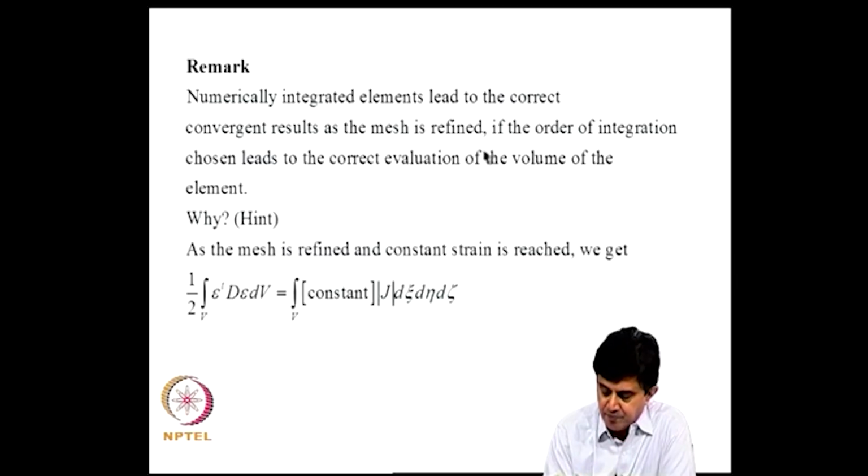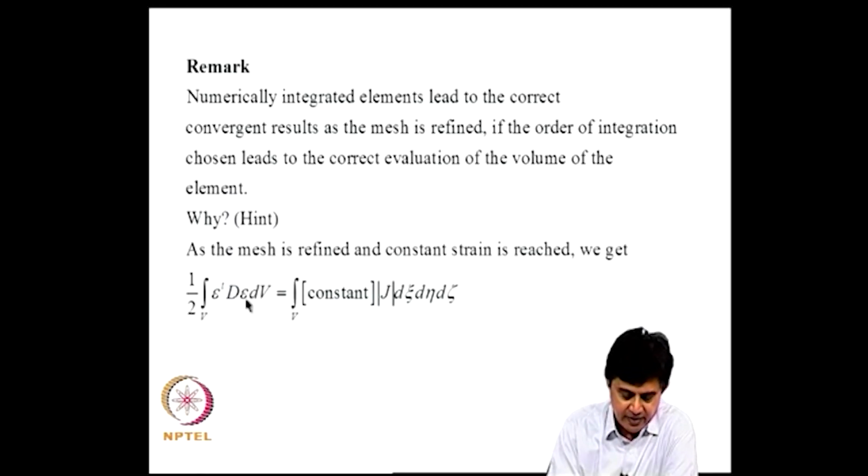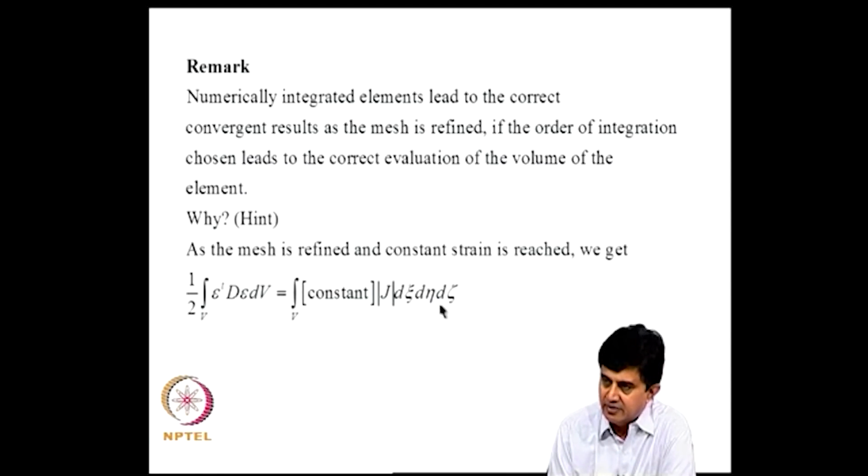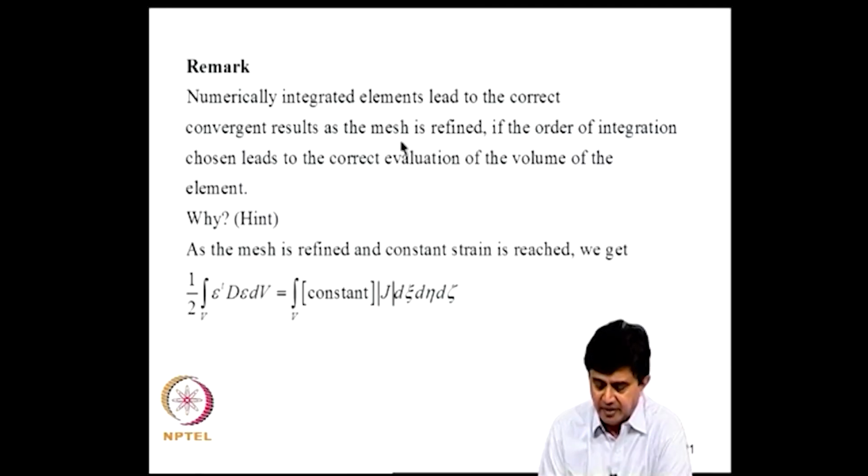Now, the suggestion that is made here is, if the order of integration chosen leads to the correct evaluation of the volume of the element, then you are okay. I want you to think about this and answer, but I will give a hint. As the mesh is refined and constant strain is reached as mesh becomes finer, within an element strain tends to become constant, we get the stiffness matrix to be of this form. So, this term becomes constant and what remains is the volume of the element. So, the statement made here is that if this volume is evaluated correctly, then this required condition on convergence is met.